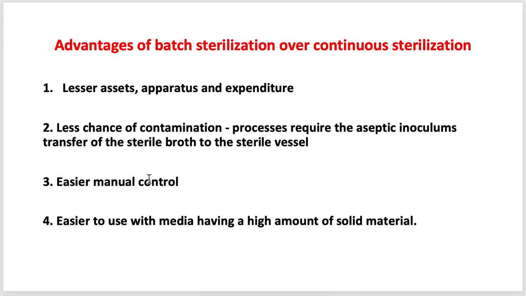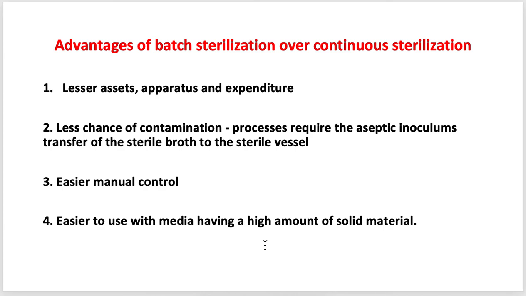But in case of continuous sterilization, extra machineries are used there, extra apparatus are used there, lots of tubings are involved there. So a breach in any tubing anywhere in the machineries will increase the chance of contamination. So if we think about the chance of contamination, batch sterilization has a lower chance of getting contamination than continuous sterilization. And batch sterilizers are easy to control manually and also easier to use with media having a high amount of solid material.